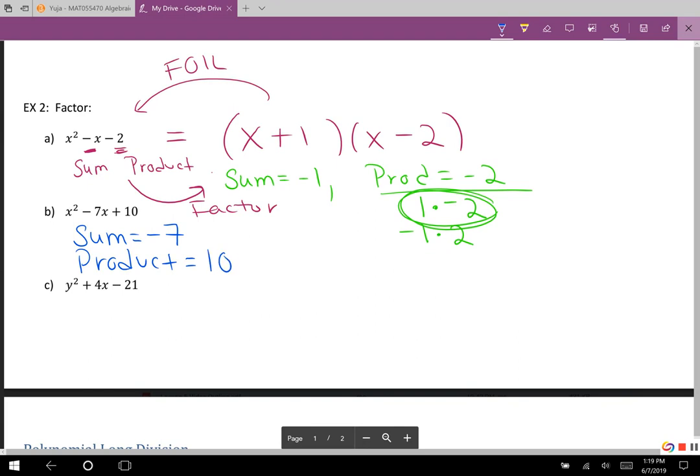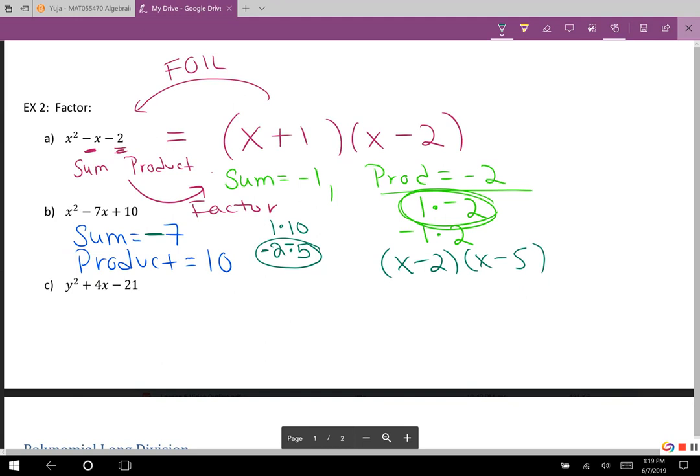And so I'm going to start by just making a list of my possibilities. And I always start with that product. So product of 10 could be 1 and 10, or 2 and 5. And which one adds up to 7? Well, the 2 and the 5 would give me a 7. But if I want it to be a -7, well, I'd have to make it a -2 and a -5. That still gives me the positive product. And so that means my final answer would be x minus 2, x minus 5.